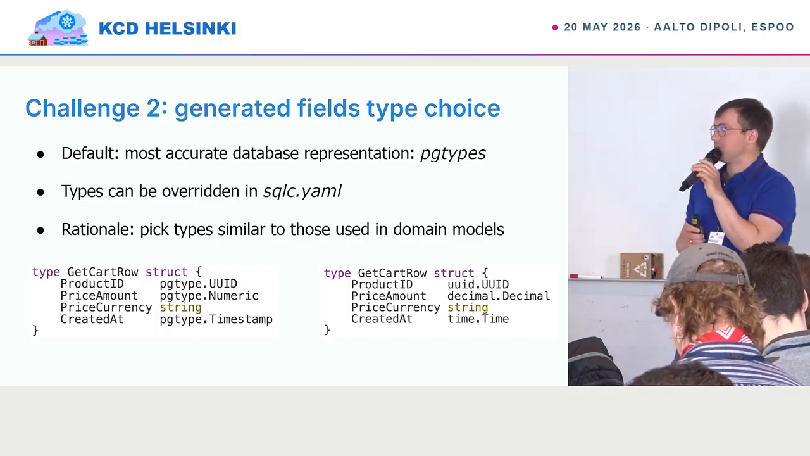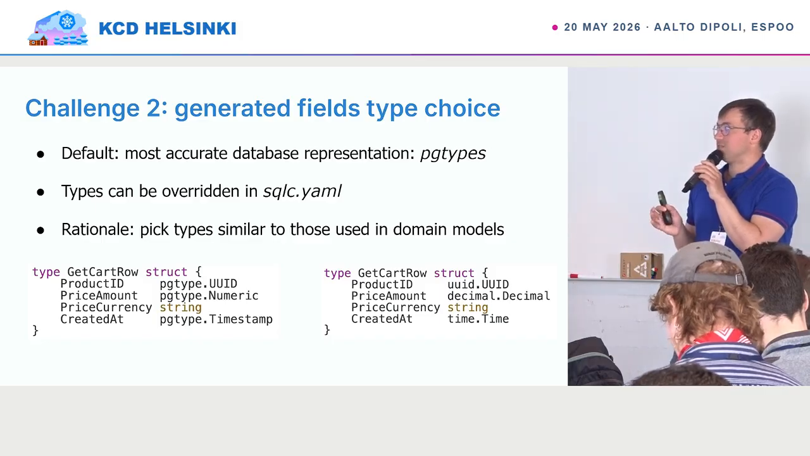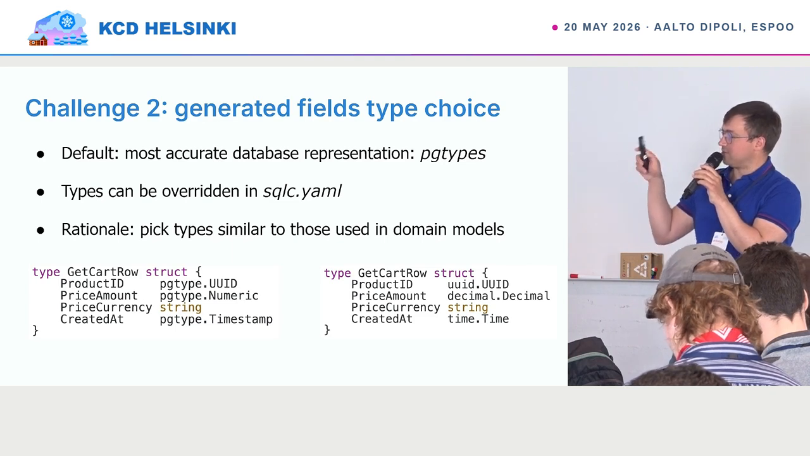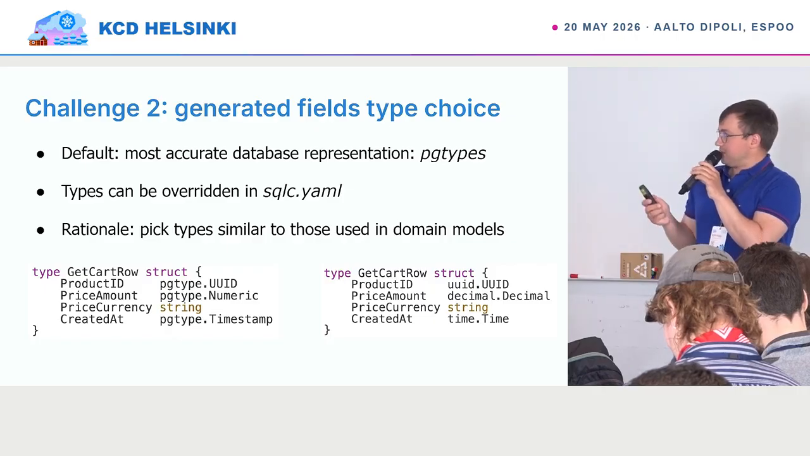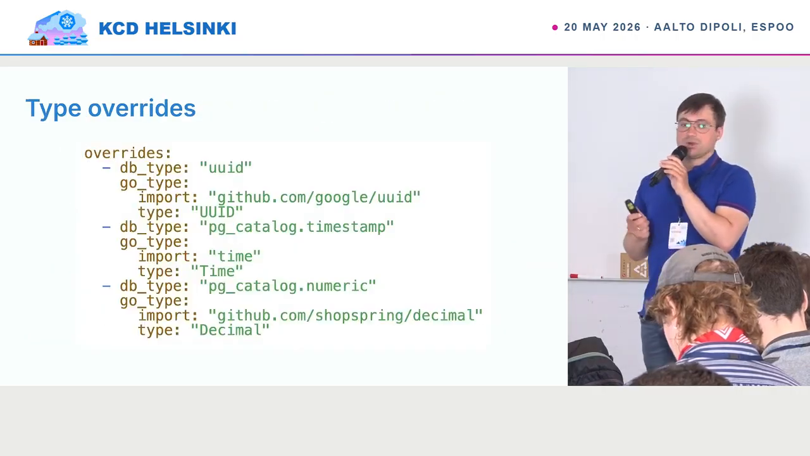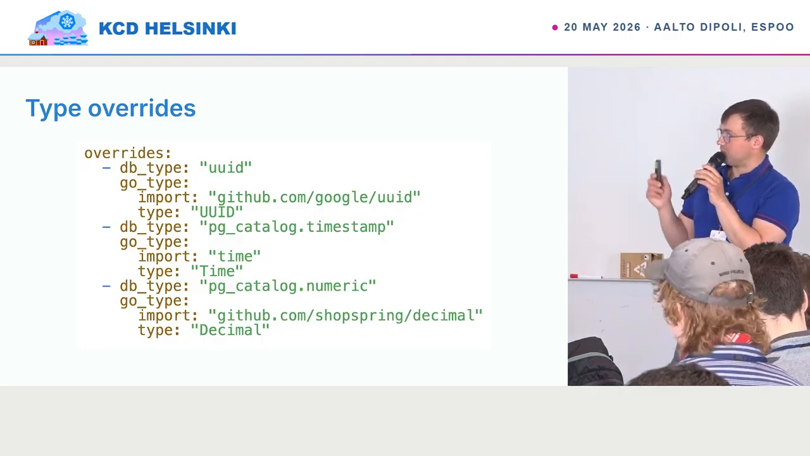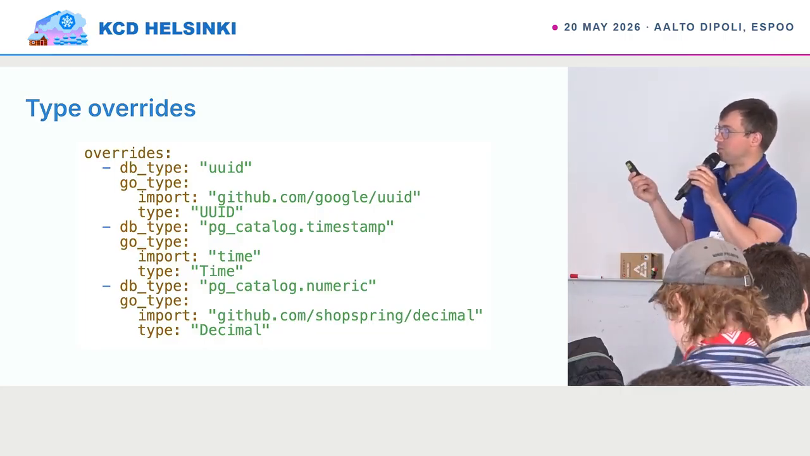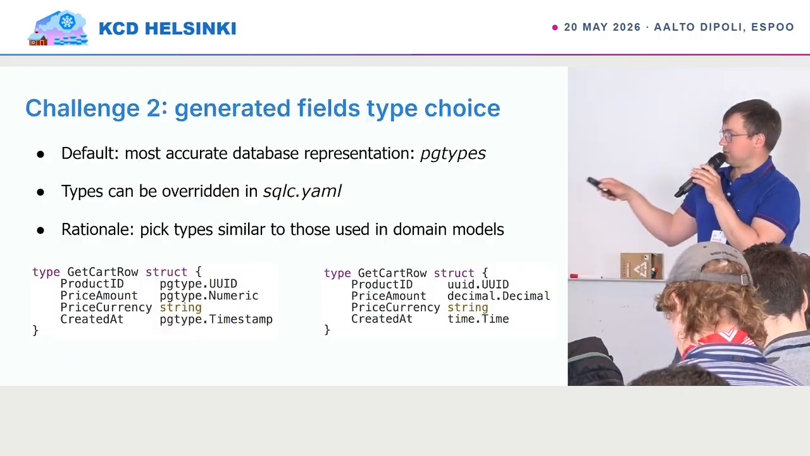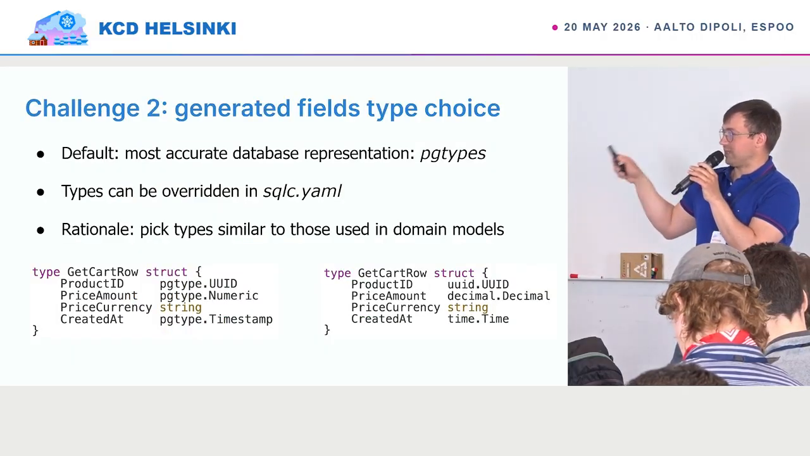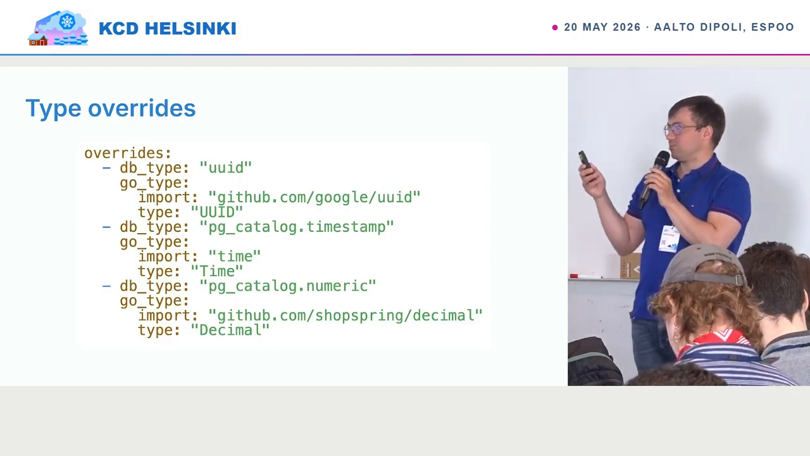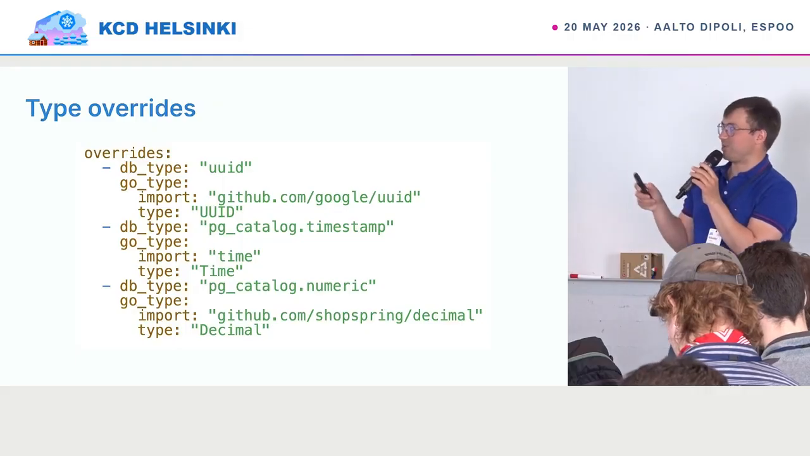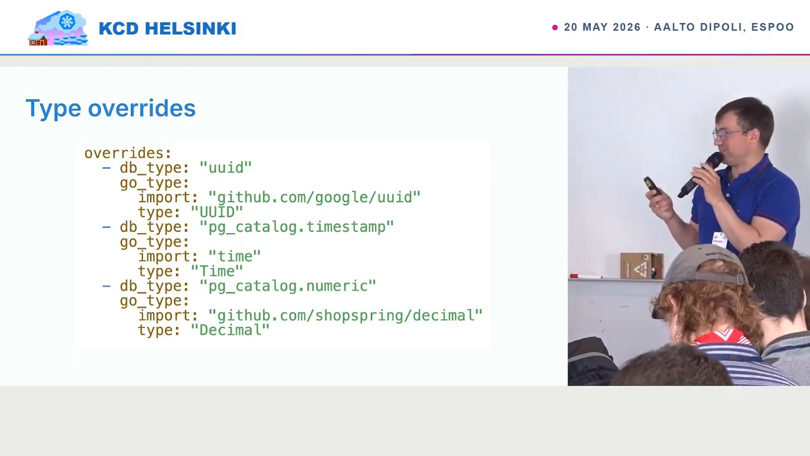My rationale here is to pick types which are similar to those used in the domain models, because if we use the driver types, we eventually have to do more manual mapping. This is how one can override the types. You just need to specify the database type and what Go type you want to use, and then you get that in the structs on the right. This is the configuration which I was using. The tricky part was that sometimes you need to add this pg_catalog prefix, and sometimes it works without the prefix.